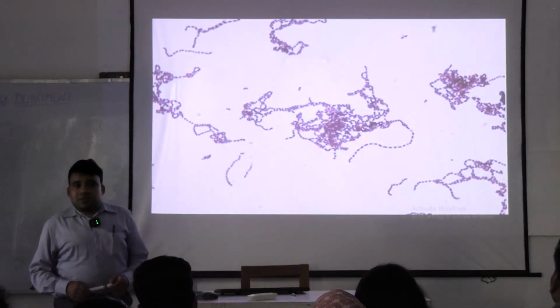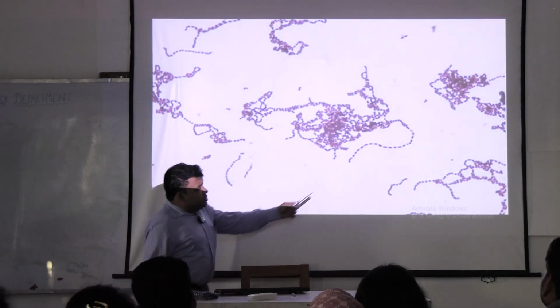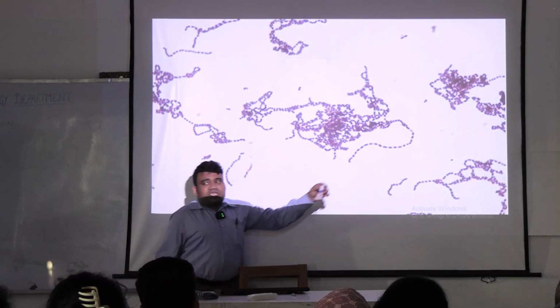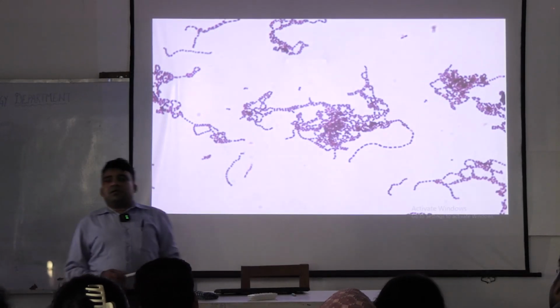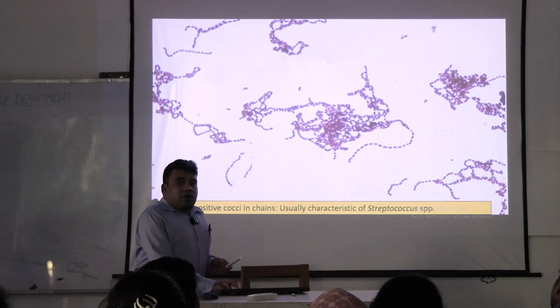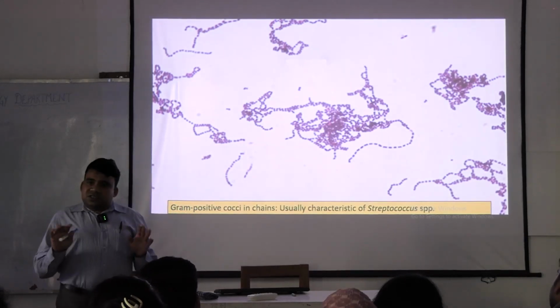What are these? Look very carefully. These are cocci and arranged in chains. So what it will be? Streptococcus. Gram positive cocci in pair or Diplococcus is Strep pneumoniae.